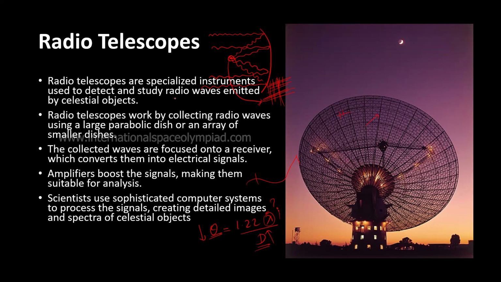An array of smaller dishes. Now, the collected waves are focused into a receiver, and then that is analyzed for scientific purposes. So that is basically the radio telescope, how it works.